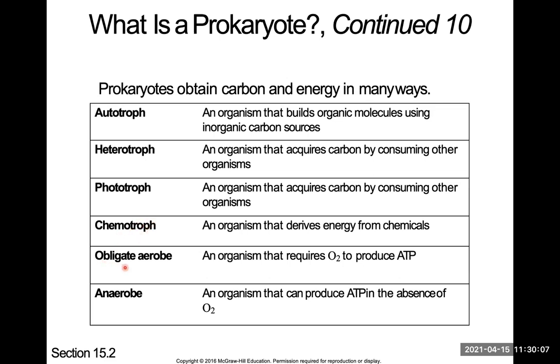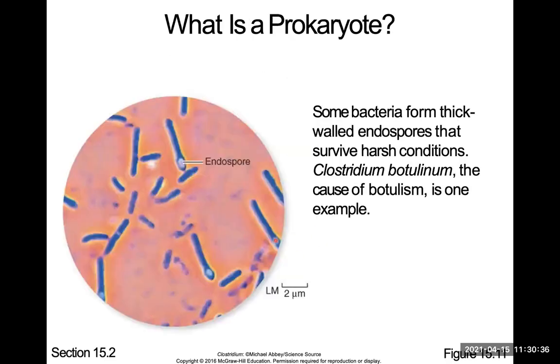And then there are obligate aerobes and anaerobes. Obligate means it requires. Obligate aerobes require oxygen. If there's no oxygen around, they're going to die. Anaerobes are the ones that do not need oxygen. They can make ATP without oxygen. Bacteria in your teeth or in your gut are anaerobes. Clostridium botulinum is also an anaerobic bacteria.